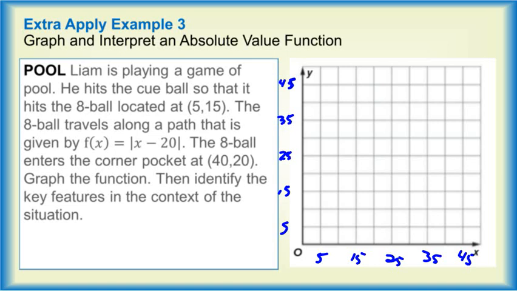Let's label our points. It says he hits the cue ball so that it hits the 8 ball located at (5, 15). So I put a point at 5 and 15. The 8 ball travels along a path that is given by f of x equals the absolute value of x minus 20. The 8 ball enters the corner pocket at (40, 20). So if I put a point at (40, 20), that would be right here.